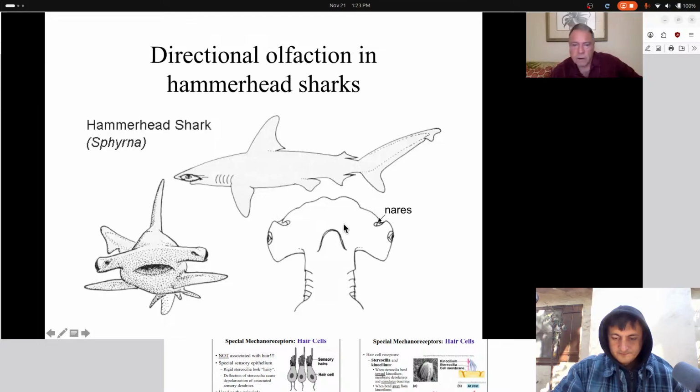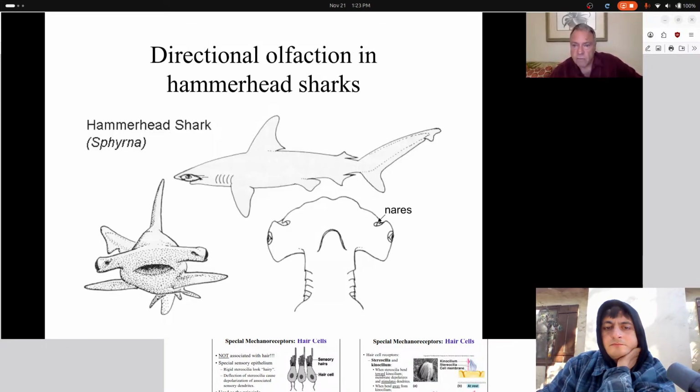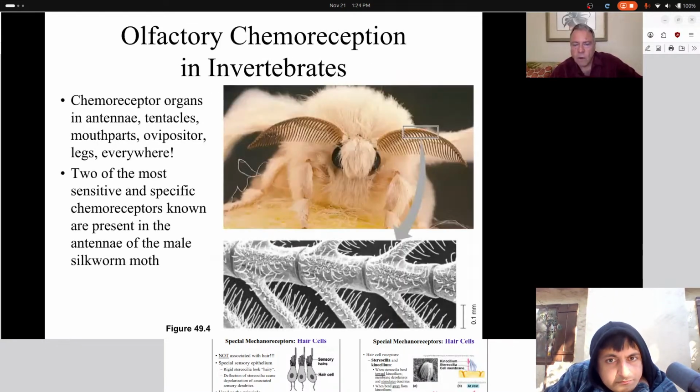Right, so I'm looking at the bottom here. And so it can tell the direction of smell, so it can swim back and forth and kind of zoom in on that smell, that scent of prey, that blood trail or whatever it is coming from that area. Or again, insects are amazing at this sometimes.